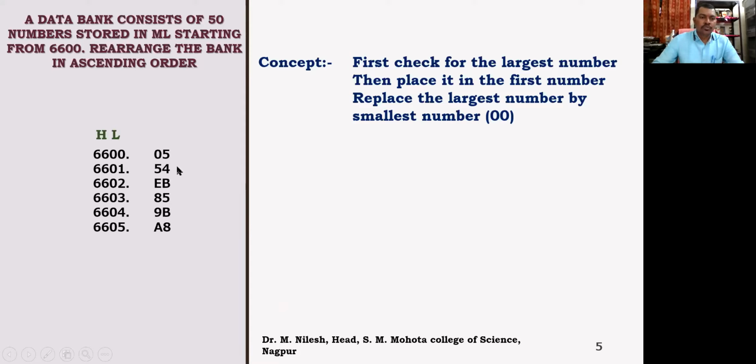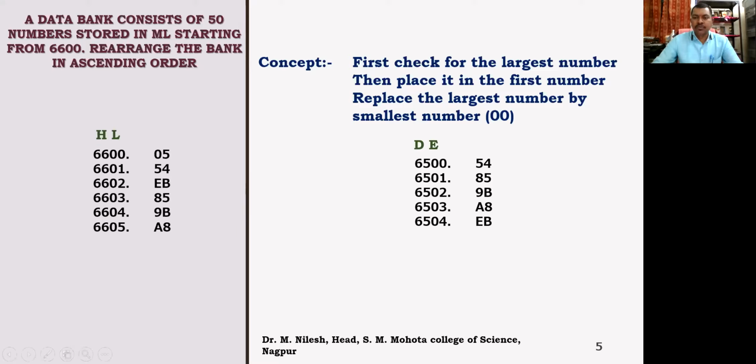And these are the numbers: 54, EB, 85, 9B, and 8A. These are 5 numbers, and we have to arrange them in ascending order. Ascending order means from the smallest to the largest. We are expecting to store them in DE. So DE contains 6500, the memory location where we are expecting to store the numbers in ascending order.